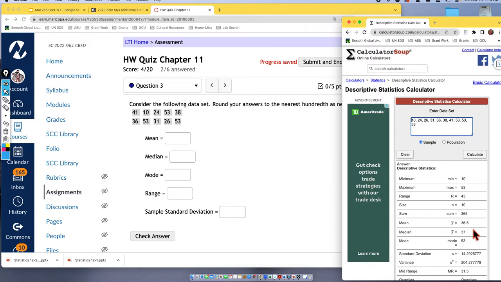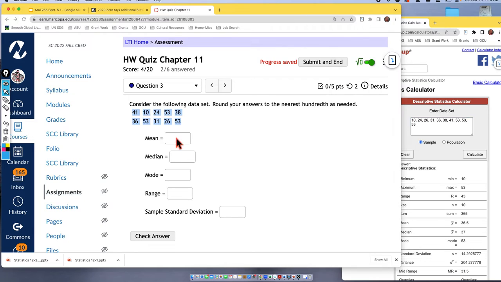It tells me the mean is 36.5. So I just want you to think, what did they do to get that? They added them together, divided by however many there were. For the median, they're going to put them in order, find the one in the middle, and they say that's 37. Again, that's what the calculator did. So we're going to round it, right?